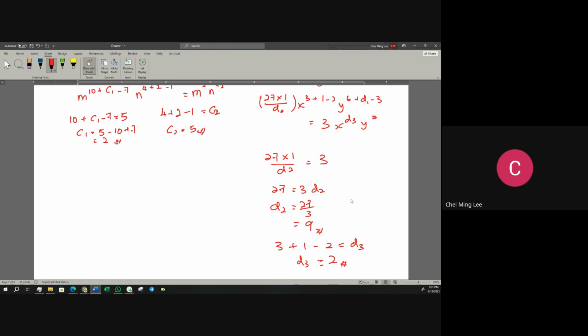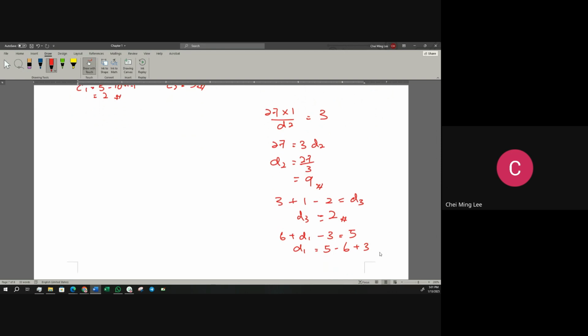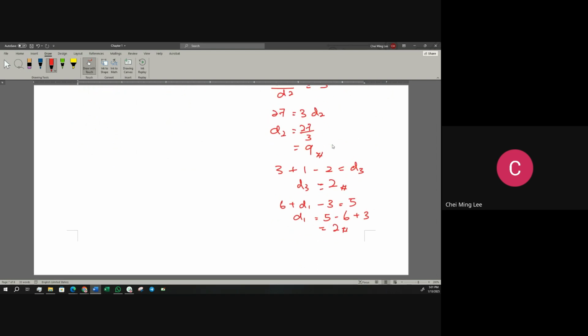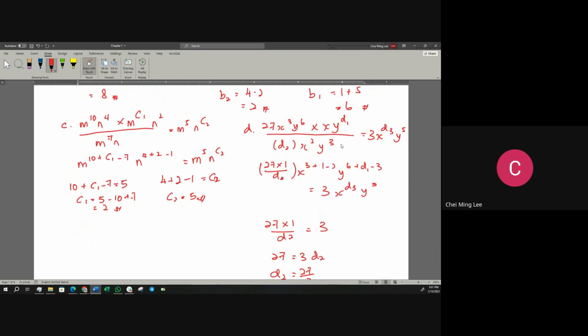Then 6 plus d1 minus 3 equals to, this is 5. Correct? So move everything to the right hand side. d1 equals to 5 minus 6 plus 3. So 5 plus 3 is 8 minus 6 is 2. So d1 also 2. Okay, up to here, can I?